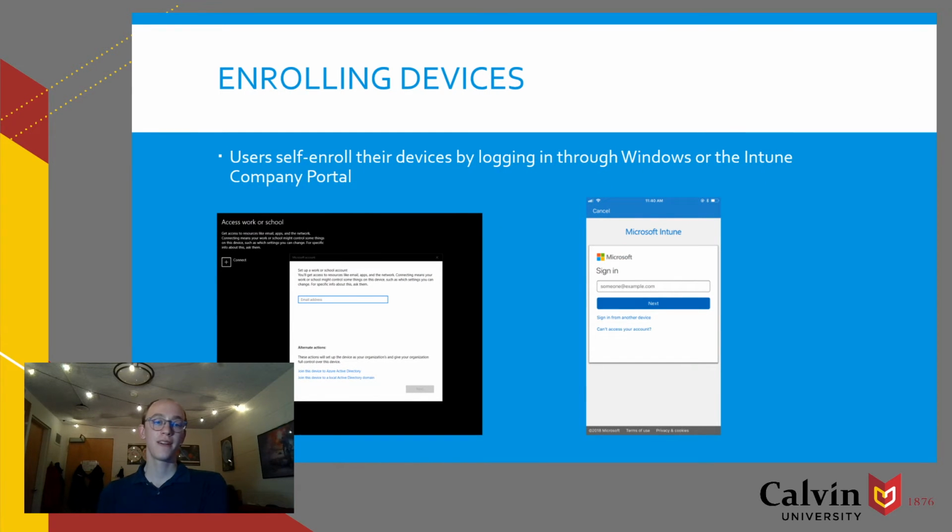Then we enroll their devices. So for BYOD, it's very simple. Users can self-enroll their devices by logging into their accounts. And they do that through the Windows settings, Access Work or School menu, or the Intune company portal, which is available through iOS and Android or Mac OS.